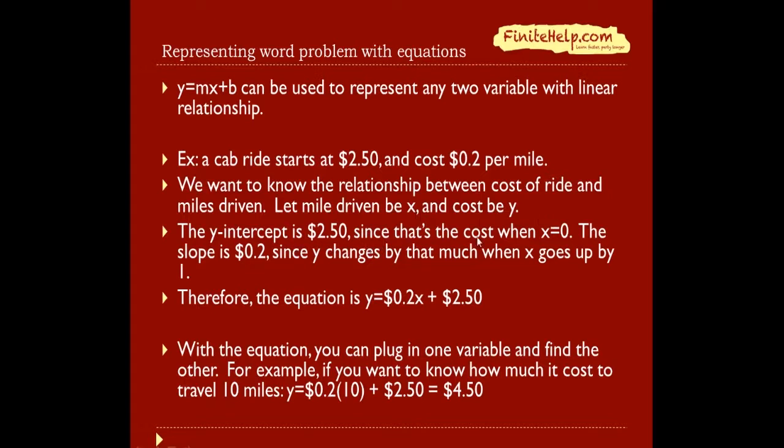Here we have the y-intercept is 250. That's what the cost is when x is 0. So if there are no miles driven, you still have to pay 250. And here the slope is 20 cents, because that's how much y goes up by when x goes up by 1. So here you have the equation: y equals 0.2x plus 250. When you have the equation, you can simply plug in one variable to find the other. For example, you want to know how much it costs to travel 10 miles. Then you just put in 10 for x. So here we have y equals 20 cents times 10 plus 250, which is 450.